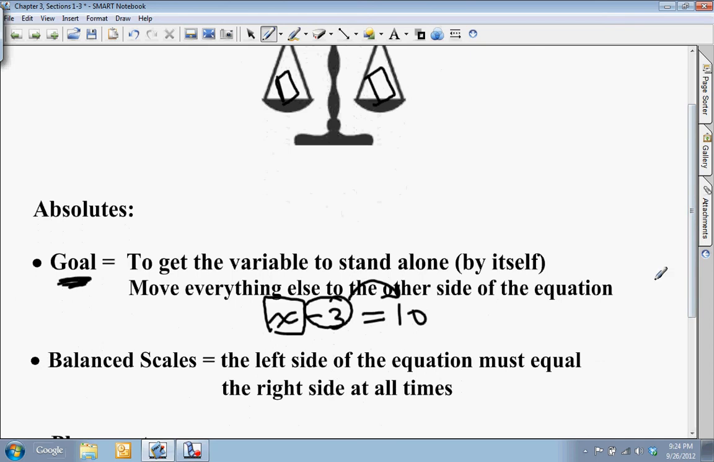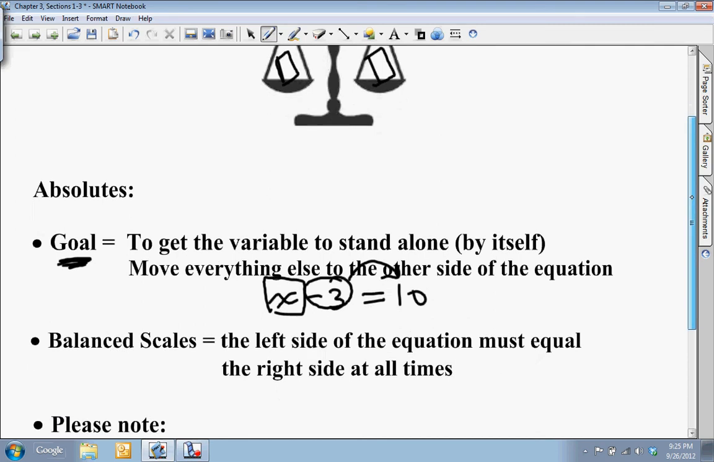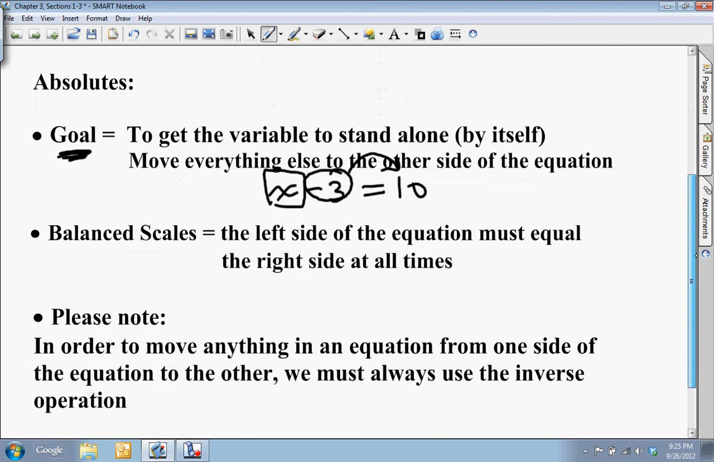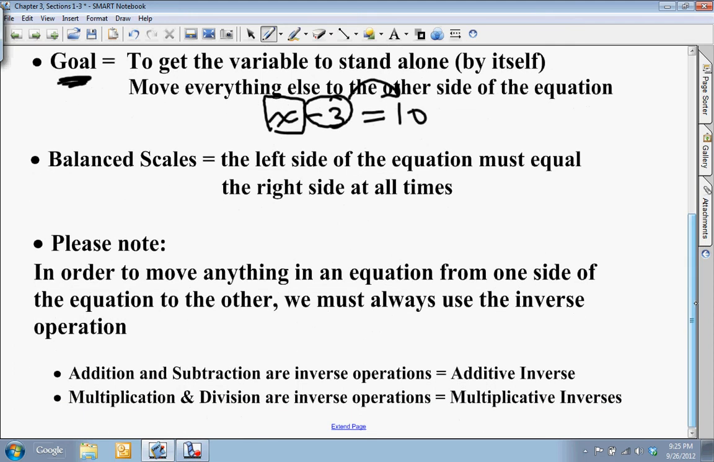Again, I just wanted to remind you of the balanced scales. In any equation, the left side is equal to the right side. And in order for us to maintain that balance, whatever we do to one side, we must do to the other. And in order to move anything in an equation from one side to the other, we must always use the inverse operation.